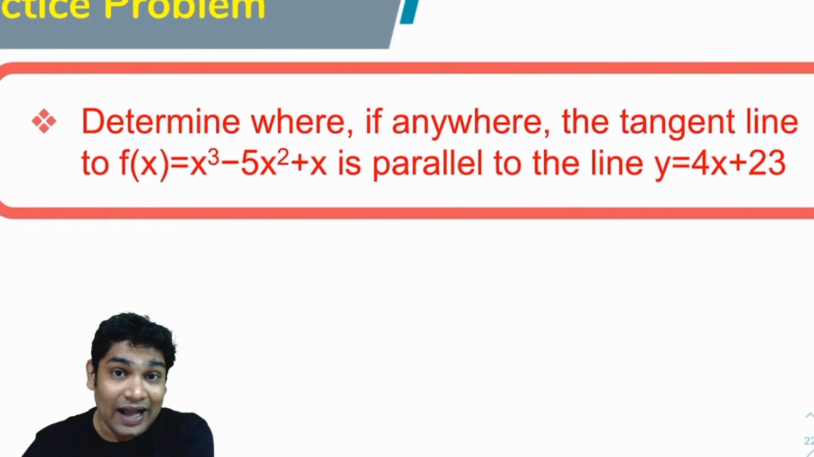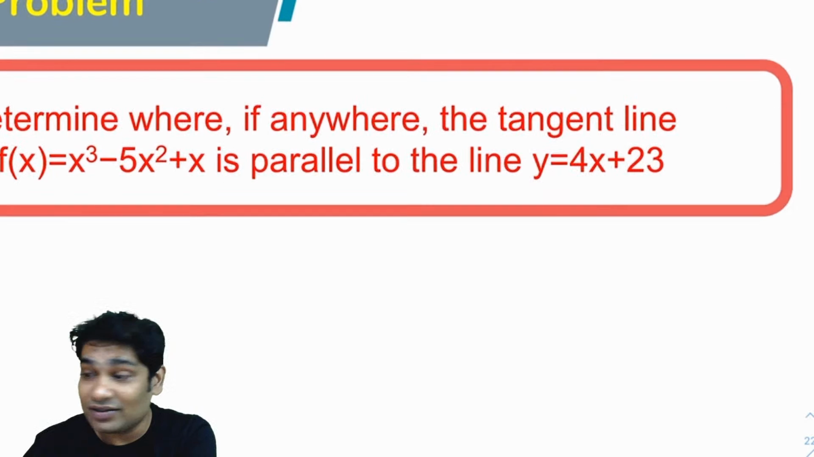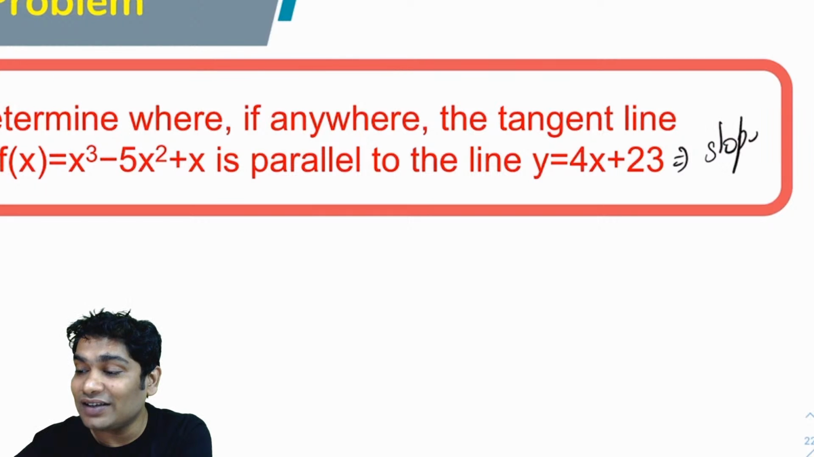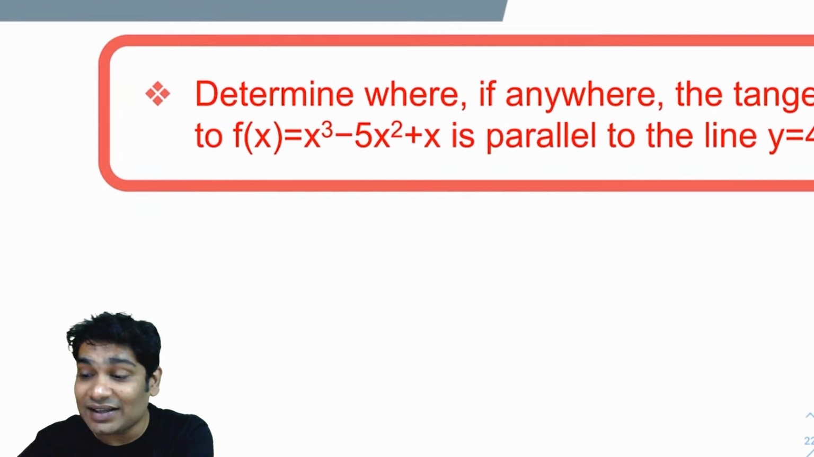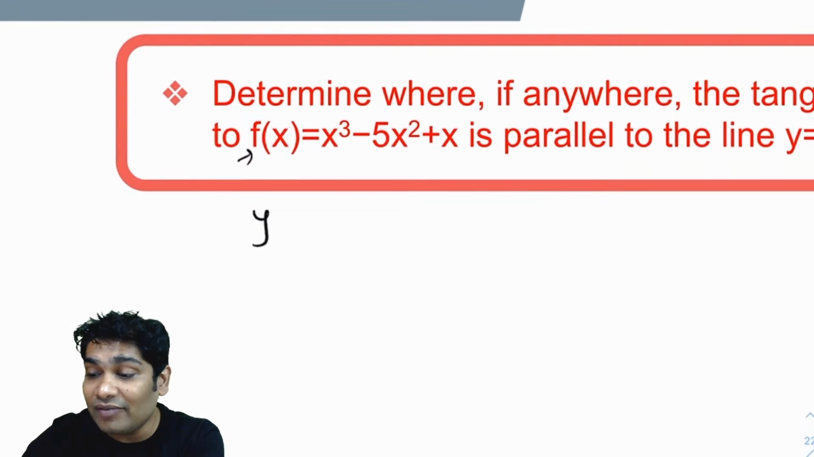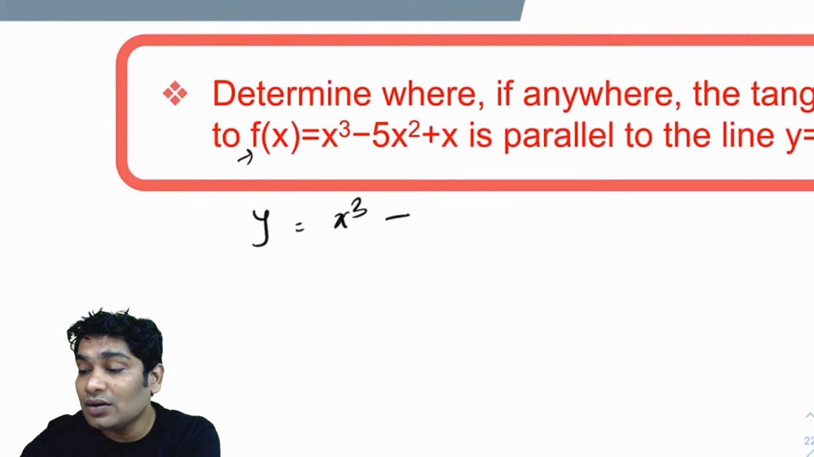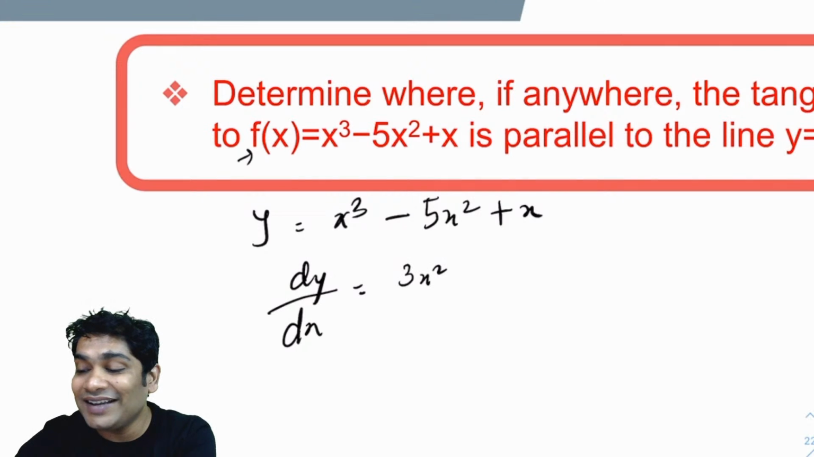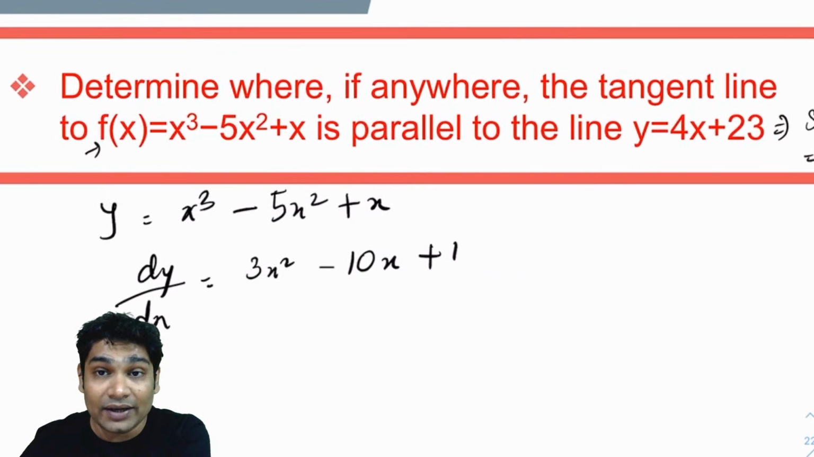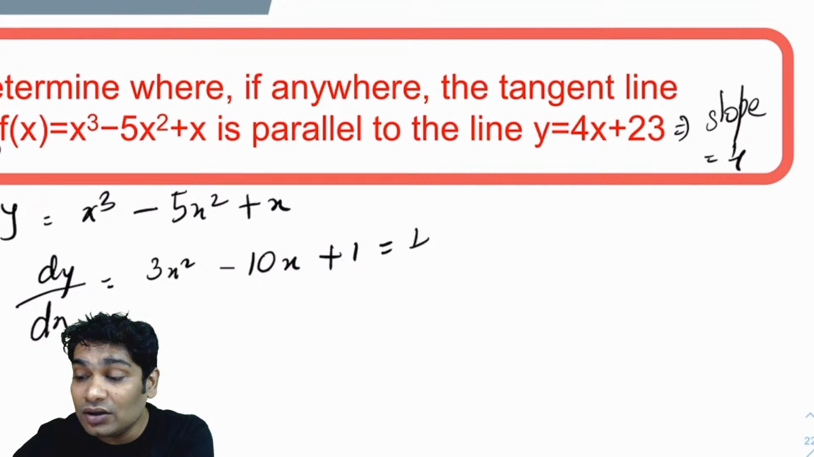If these two graphs are parallel, at the points that they are parallel, they must have the same slope, right? This line has a slope of 4. So the slope of this graph is 4. So all I need to do is find all the points wherein this graph's slope becomes 4. So I have my y as x cube minus 5x square plus x. Let's find my slope, dy over dx. So dy over dx is 3x square minus 10x plus 1. And what do I need this to be? I need this to be equal to 4. Whenever this is equal to 4, then this will be parallel to this line.